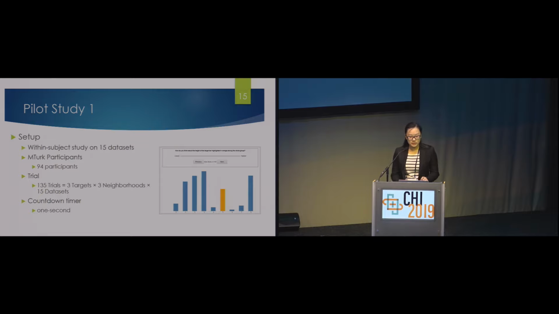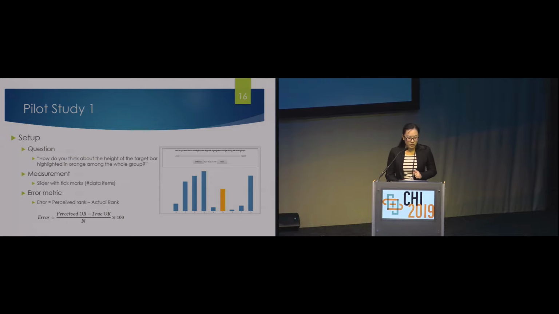We conducted a within-subject study on 15 datasets with 94 participants. This figure shows our user interface. We have a 1 second countdown timer in our study, which means participants are only allowed 1 second to view each chart. We asked the question, how do you think about the height of the target bar highlighted in orange among the whole group? We measured their answers using a slider with tick marks. In our study, we defined the error metric to be the difference between the perceived rank and the actual target bar rank.